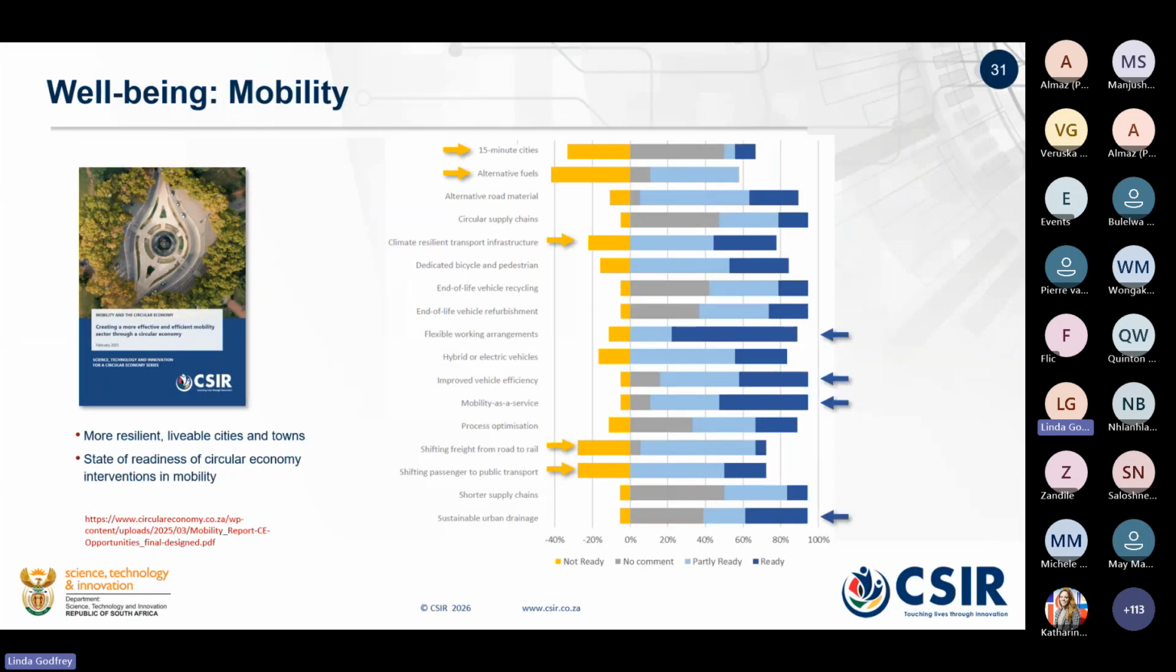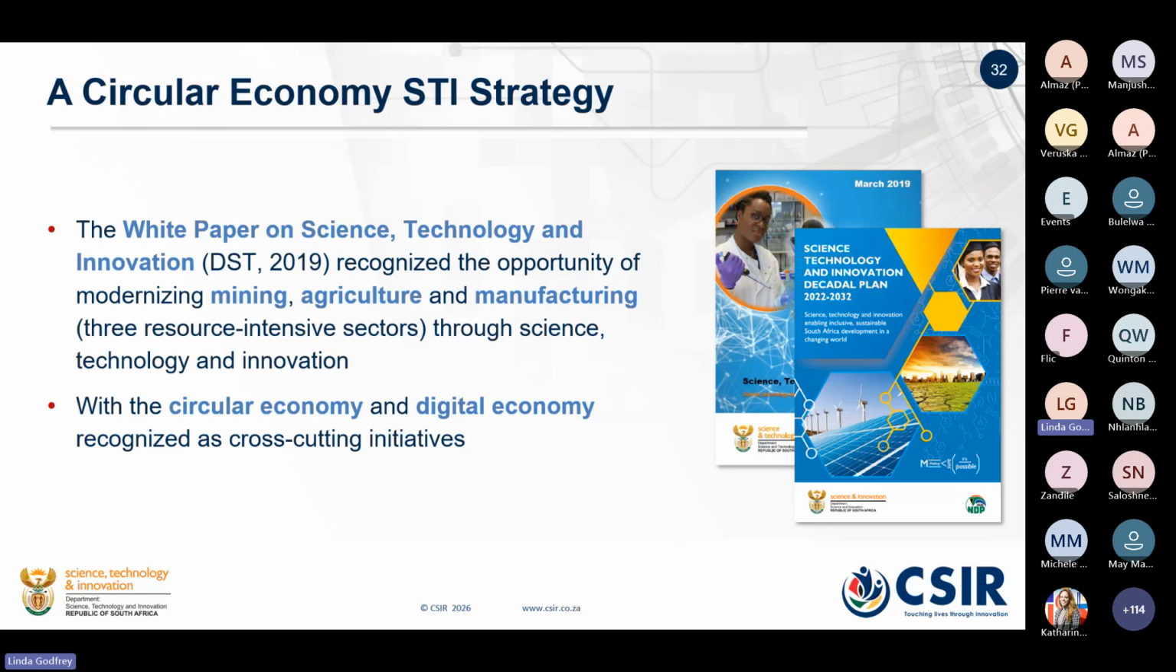You know, how do you get access to everything that you would need within 15 minutes of a walk or bicycle ride from where you live? Climate resilient transport infrastructure. I think more and more our cities and towns are seeing the impact of extreme events, of changing climates. And so how do we build our transport infrastructure to be resilient in the face of climate change?